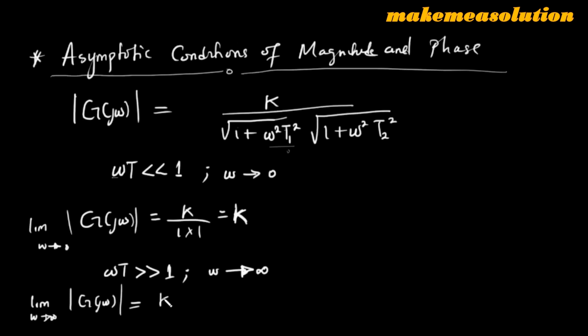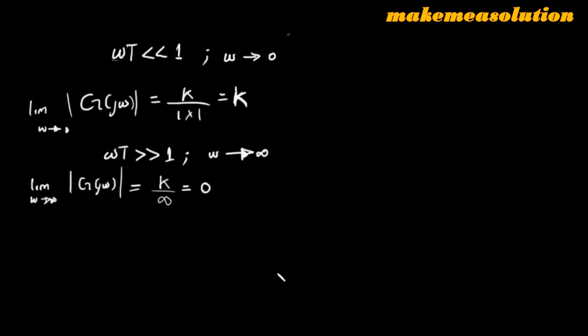Eventually, you'll be left with k over infinity, which is actually 0, because when the frequency is very large, the bottom will be very large, so we can just approximate it to k over infinity, which is equal to 0. So in other words, the limiting value of the magnitude when the frequency is very large is going to be 0. So we are going to do the same thing to the phase.